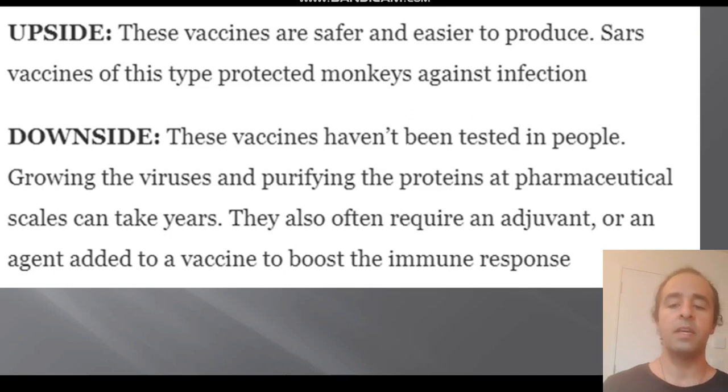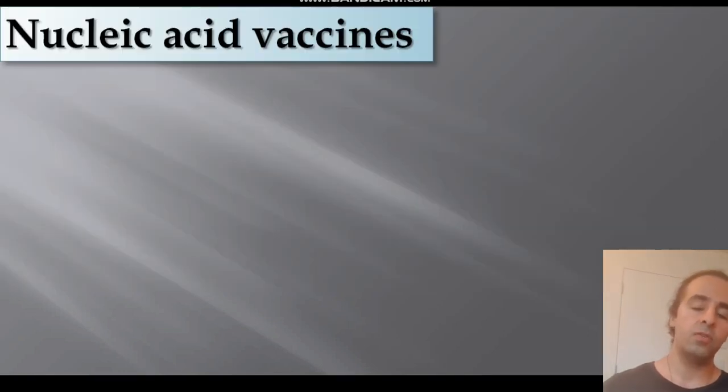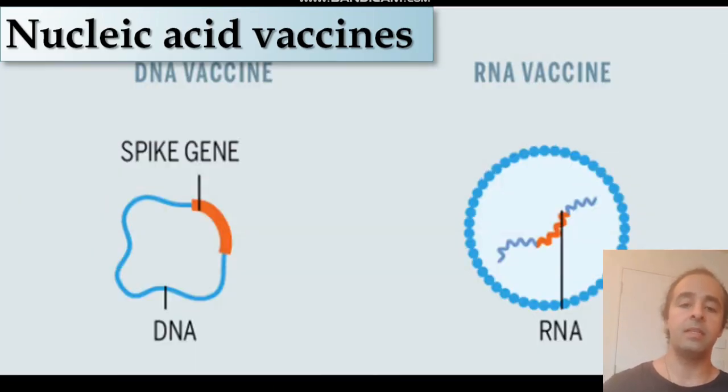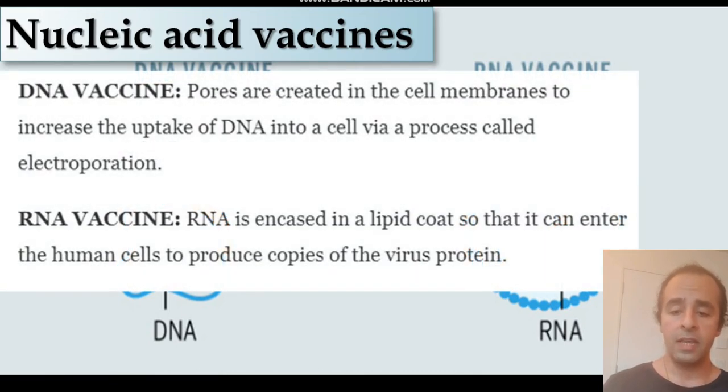The last method is the nucleic acid vaccine. In the nucleic acid vaccine, they use either DNA or RNA, which they inject into the body, and this genetic material will encode the virus spike protein, which the body will recognize as an invader and produce the right antibody to fight it. For DNA, they need pores created in the cell membranes to increase the uptake of the DNA, in a method called electroporation. And for RNA, they need to coat the RNA with a lipid that helps it enter the human cell and also copy the virus protein.